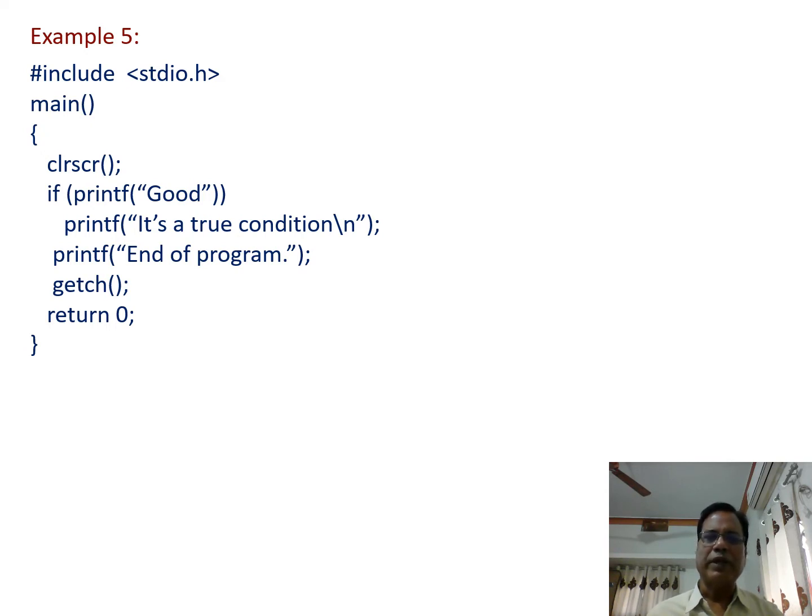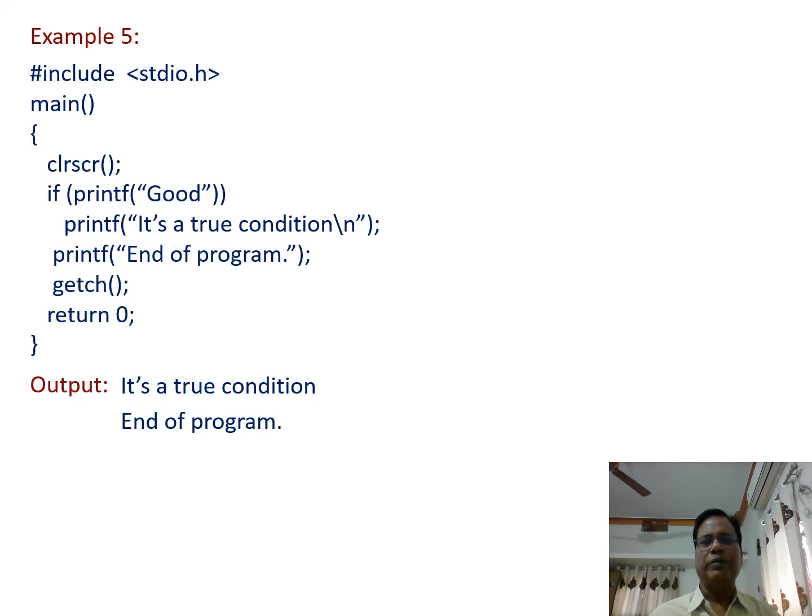This statement is displayed on the output screen, and then following statements are executed. Printf, end of the program. So end of the program is displayed. So when this program is run, we get the output like this one. It's a true condition, that is body of the if statement is executed and displayed, and then out of this if statement, printf statement displays the end of the program.